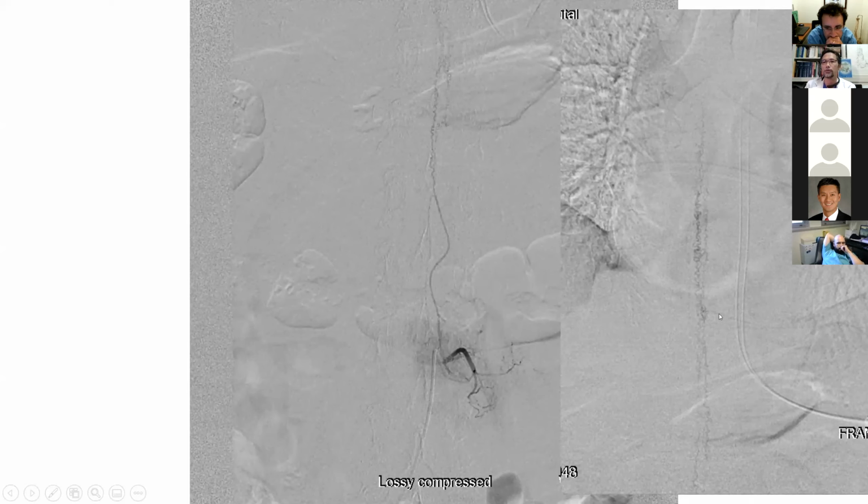So this is a very, very late phase of the same injection. You see all the, we believe this is a vein and it's all congested. It doesn't have any way to exit from the canal. So that was the cause of the congestion.